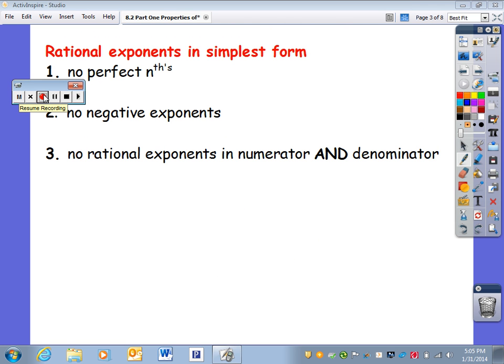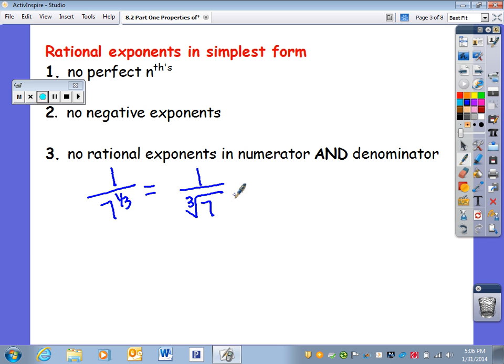A couple of things for us to remember are that when we're dealing with rational exponents, we need to put them in simplest form. There will be no perfect nths, no negative exponents, and there will be no rational exponents in the numerator and the denominator. So let's take a look at an example. For example, if we have 1/7 to the 1/3 power, we remember that that means that that's going to be 1/the 3rd root of 7. We need to rationalize the denominator because we cannot have a root in the denominator.